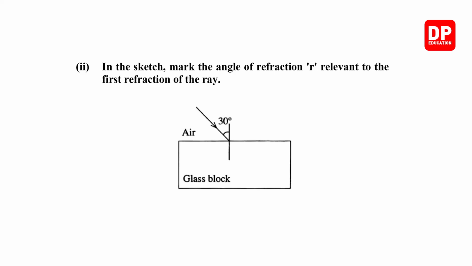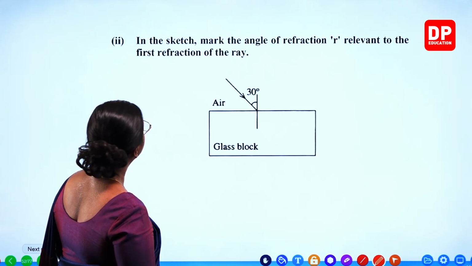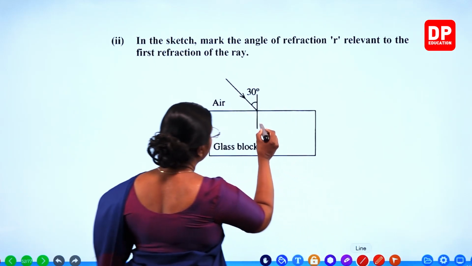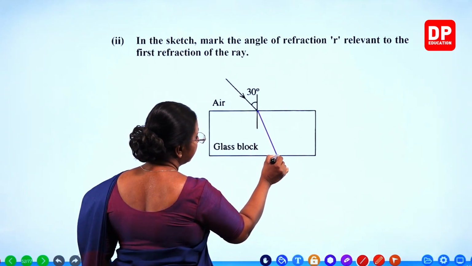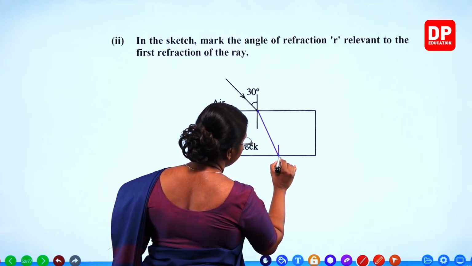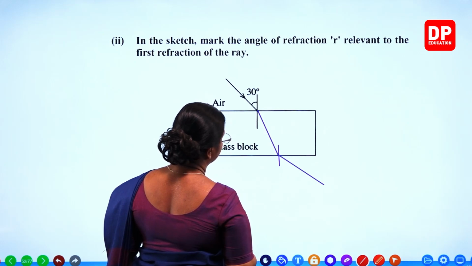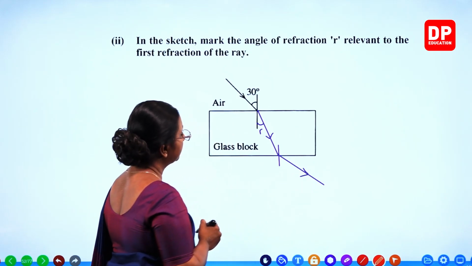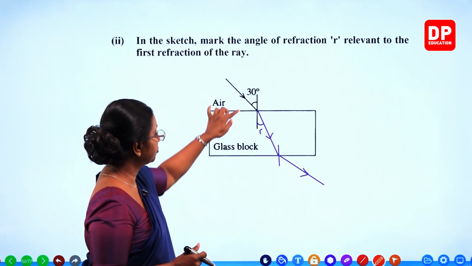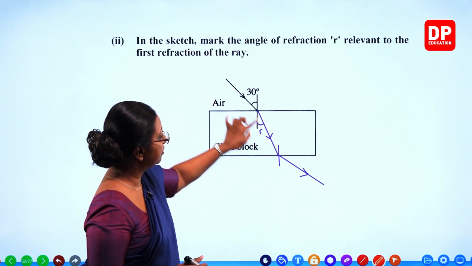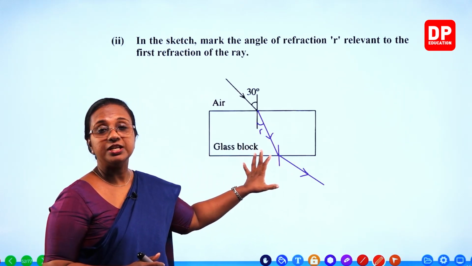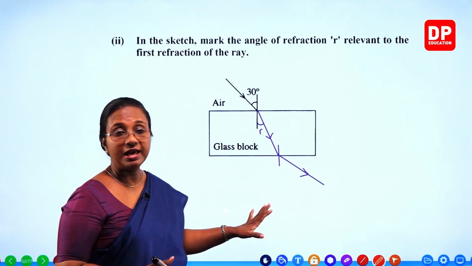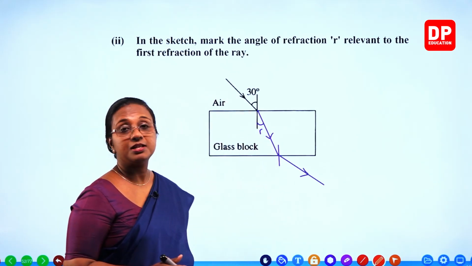Second one: in the sketch, mark the angle of refraction R relevant to the first refraction of the ray. Since they have told us to mark the angle of refraction, I will do that again here. Again, there is the normal. It refracts away from it. So here you need to mark the angle of refraction. In the first diagram also, you show the refracted ray and the emergent ray. Make sure these two look parallel. Here, of course, I did not use a ruler or measure, but when you draw it using a ruler, you will see these two rays are parallel to each other.